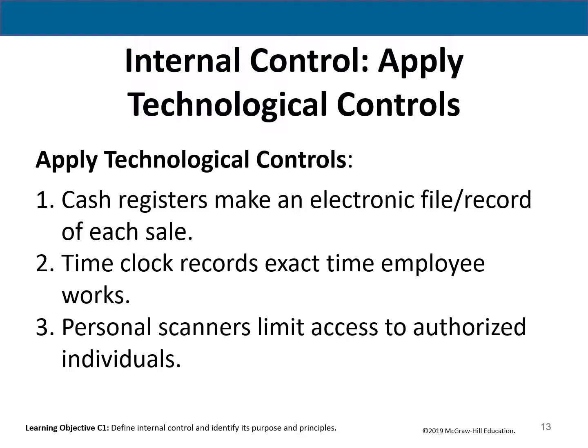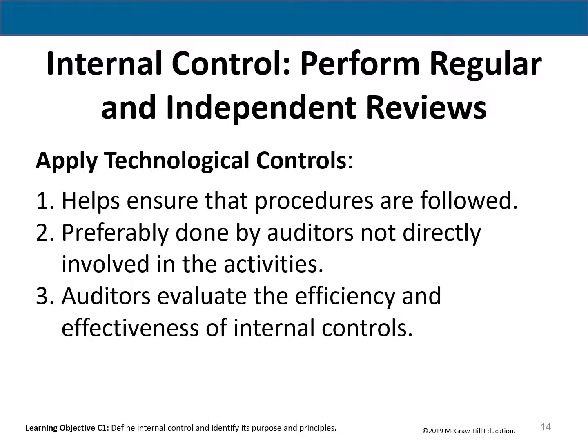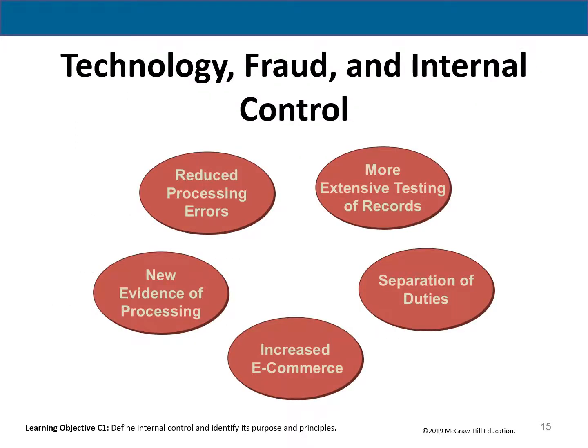Technological controls, as we said: cash registers make an electronic file record of each sale. Time clock records record the exact time an employee works. Personal scanners limit access to authorized individuals. And much more. We talked about firewalls, passwords, encryption. Regular and independent audits, we talked about that. Okay, so technology, fraud, and internal control.